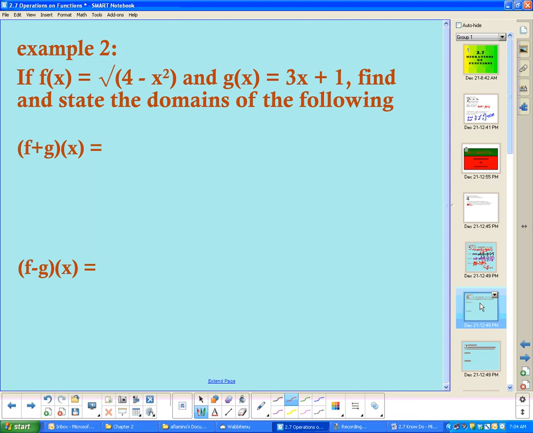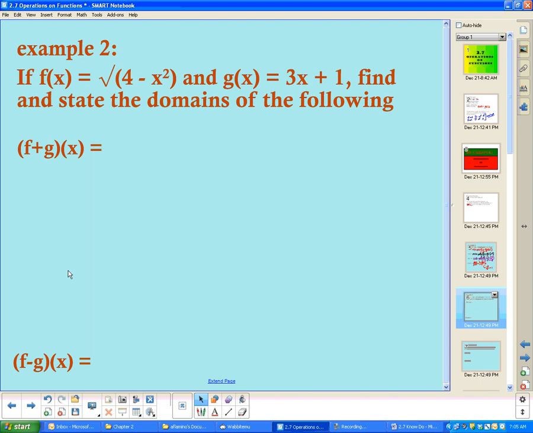For our second example, we're going to go in a more general case. We don't have a specific input. We have the function f of x equals the square root of 4 minus x squared, and g of x equals 3x plus 1. We're going to find the following functions and state their domains.